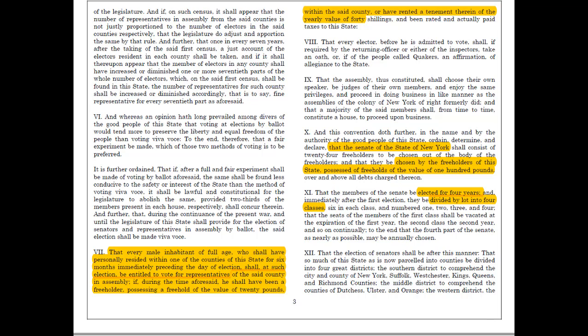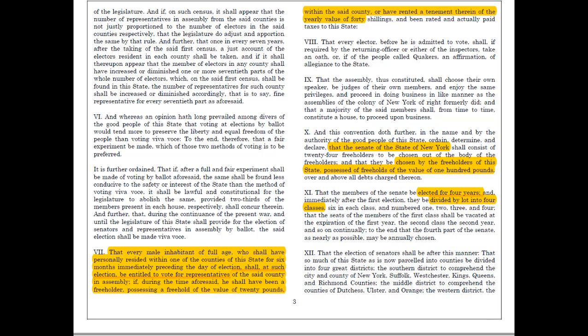And similarly for a tenement rented at the value of 40 shillings, probably something like a normal family household is the target level here that they're trying to qualify. So those people who own land that's valued at 20 pounds sterling, or who rent a chunk of land on which they pay at least 40 shillings a year rent, those people have the right to vote for the members of the Assembly. Now notice the different voting qualifications to vote for members of the Senate.